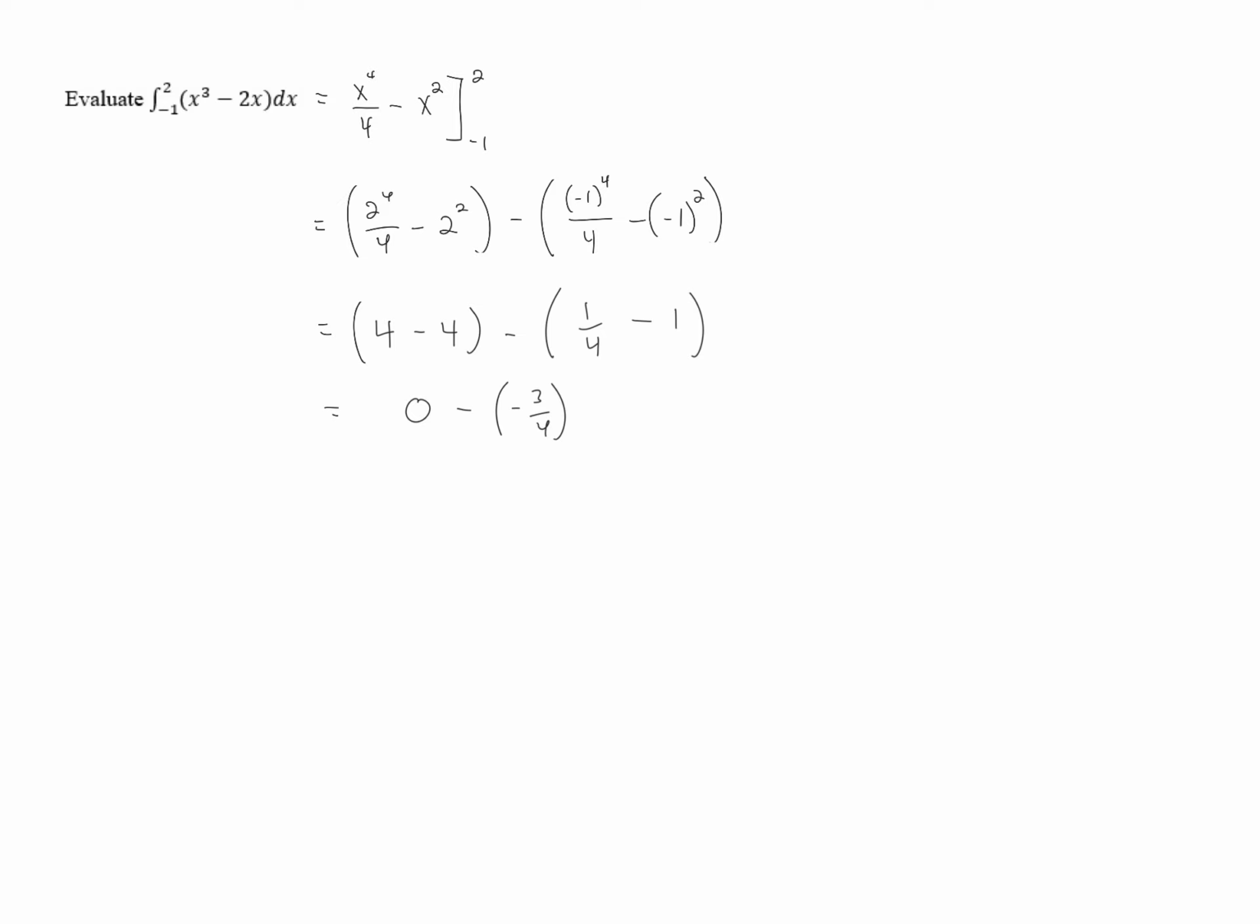-3/4. And when we're subtracting a negative, it's the same as adding. So that is 0 plus 3/4, which is 3/4. So that is the value of that integral.